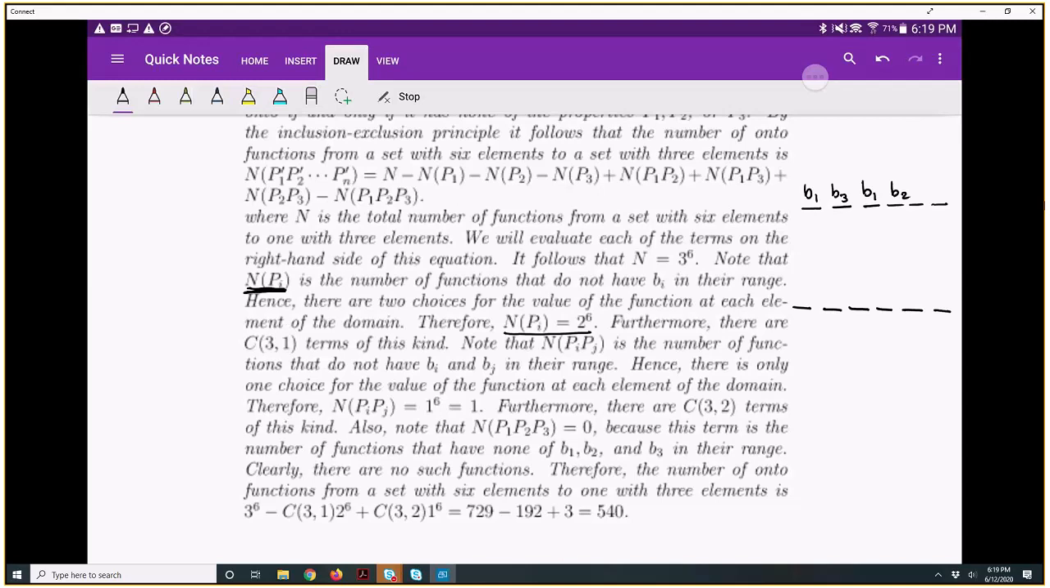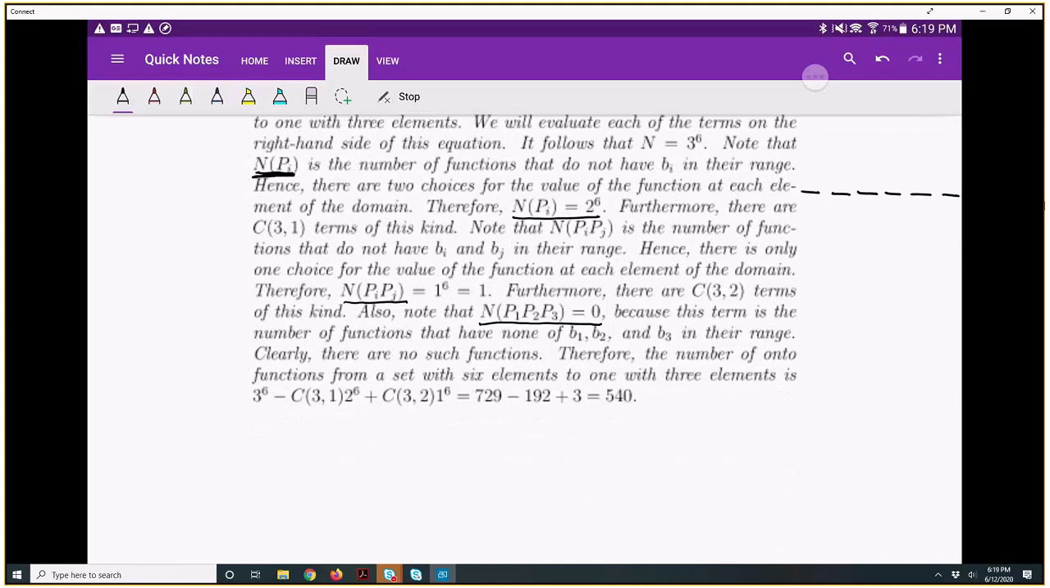Then there's only one choice for the value of a function if it's missing 2 elements in the codomain. So n of pi pj is just going to be 1 to the power 6, or 1. And there are 3 choose 2 many terms of this kind. So that's what I'm going to add back in. 3 choose 2 times 1 to the power 6. And finally, note that there is no function that misses all of the elements in the codomain. We wouldn't call it a function if we didn't assign at least one value to every element in the domain. So n of P1, P2, P3 is going to be 0.